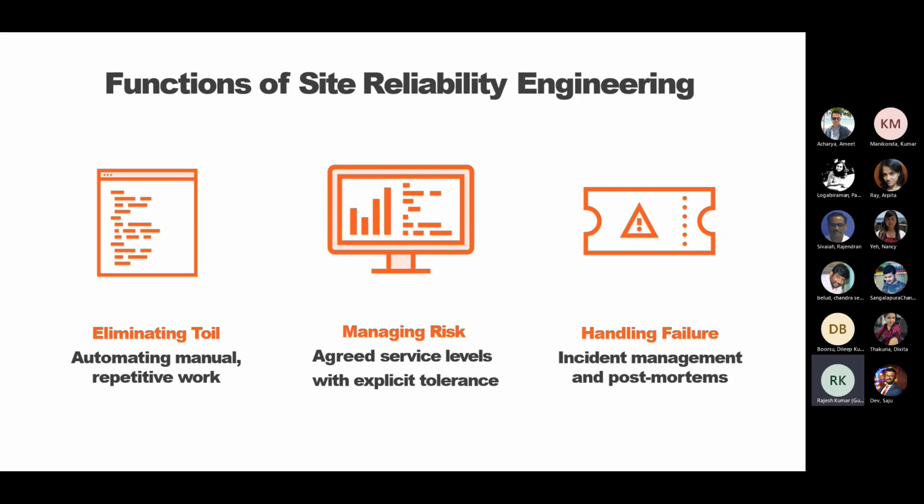So SLA is the client contract between the clients and you, the development team and SRE team. And then you, the SRE team, also maintain one SLO. That's what should be the objective. So SLO should always be under SLA. Okay, so SLA is at the client level, but SLO is within a team.